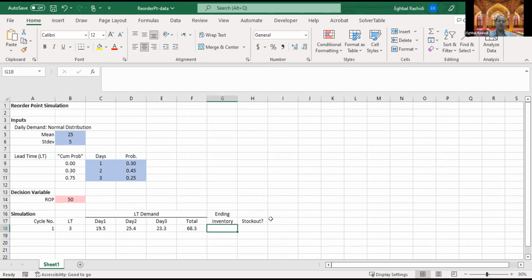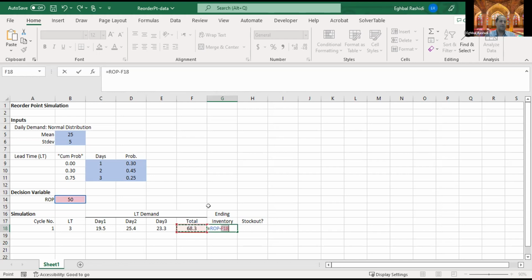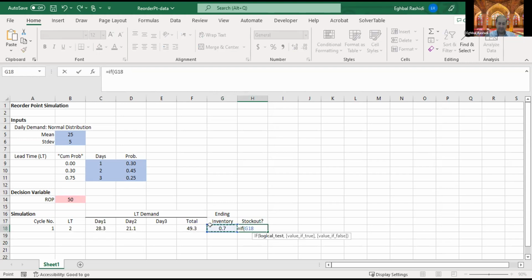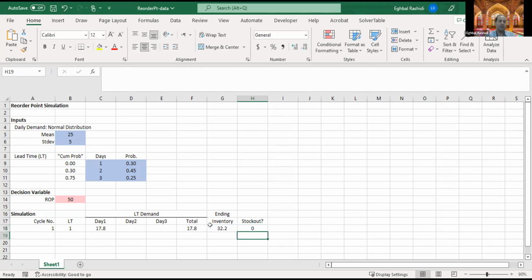Here we're going to compute whether we have inventory stock out or not. So the ending inventory would be how much we had in inventory when we reordered minus the demand during the lead time. So here we're going to say if this value is negative, that means we have a stock out, so print out 1. Otherwise print out 0, that means we don't have a stock out.